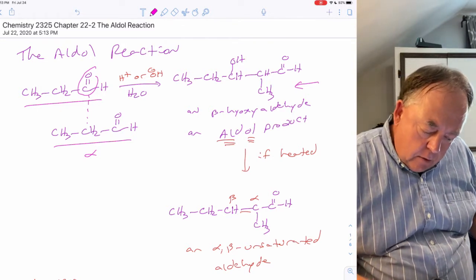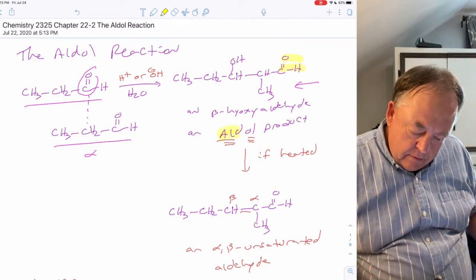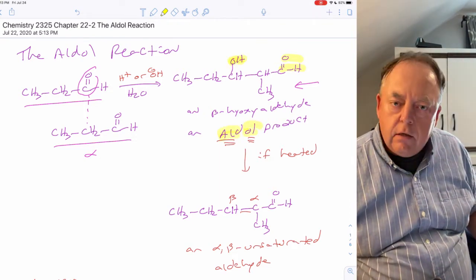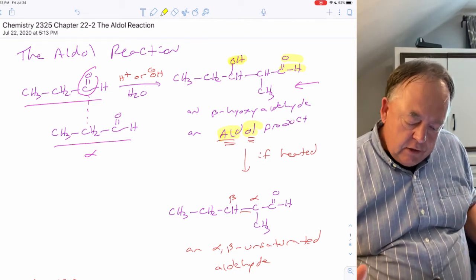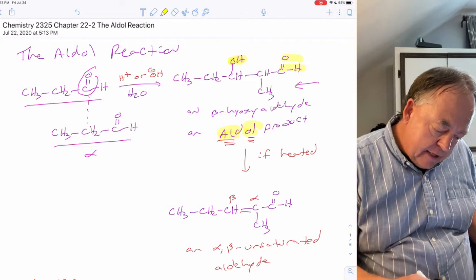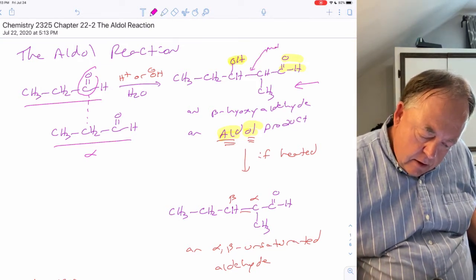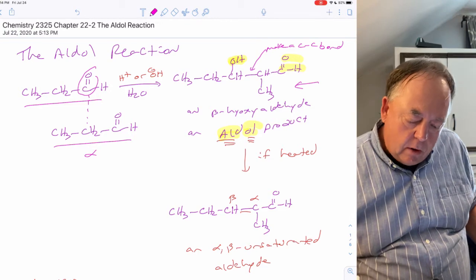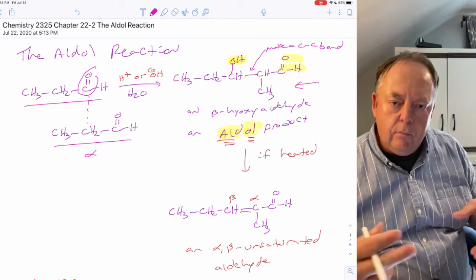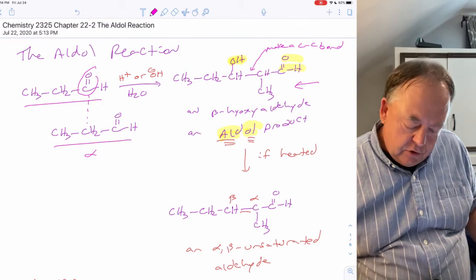Why is it called an aldol product? Well, you have an aldehyde, so that's where the "ald" comes from, and you have an alcohol, which is where the "ol" comes from. This is an important reaction in organic chemistry. Why? Because you make a carbon-carbon bond, and anytime you can make carbon-carbon bonds, you can take simple molecules and make more complex molecules from them.